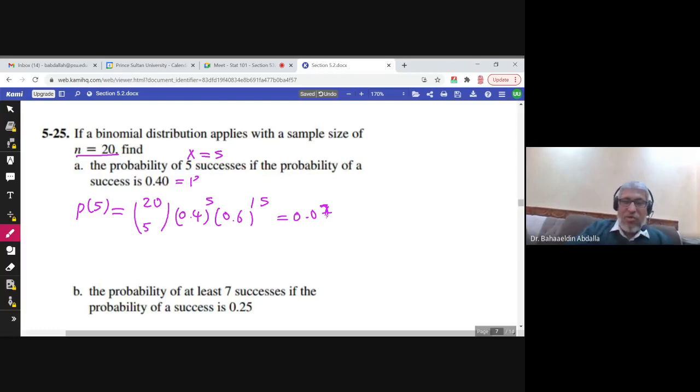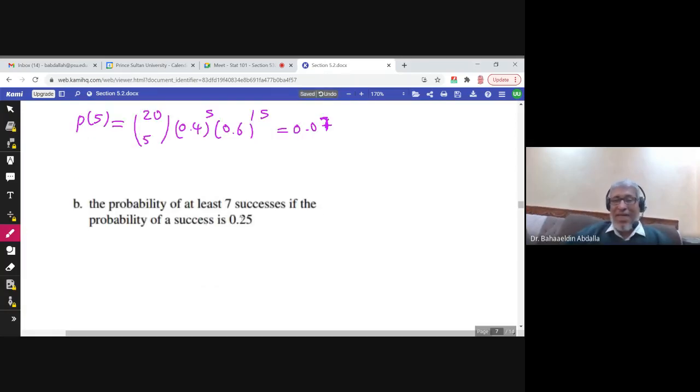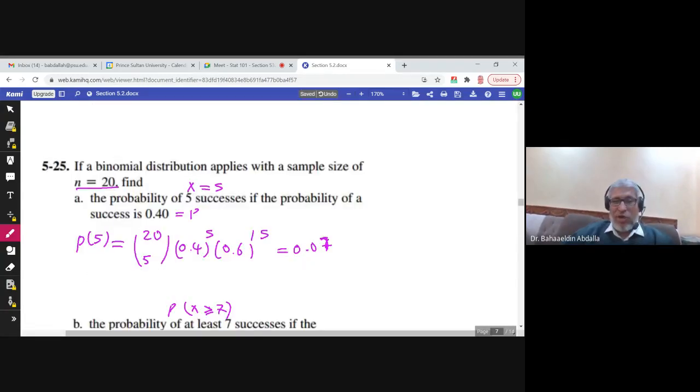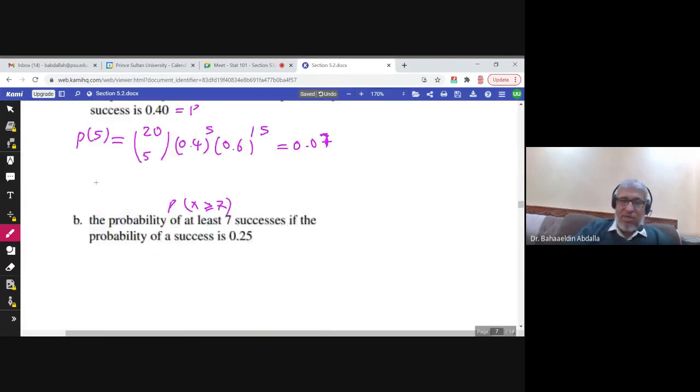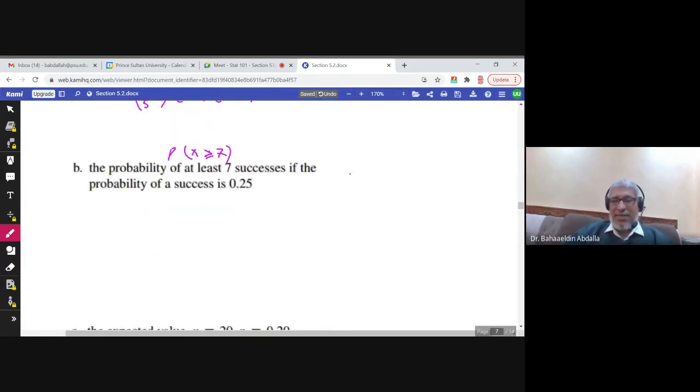All right. The probability of at least 7 successes. At least 7 means the minimum is 7, means greater than or equal to 7. So probability that X is greater than or equal to 7. Okay, X runs from where to where? N is 20. So X starts from 0 to 20.